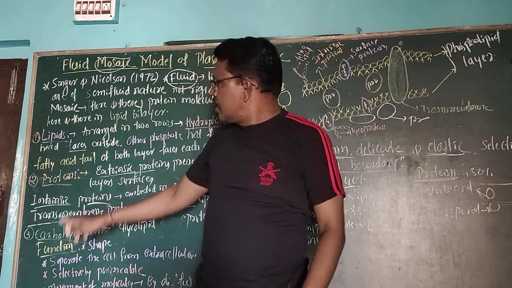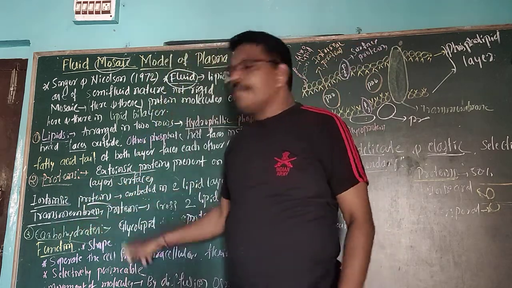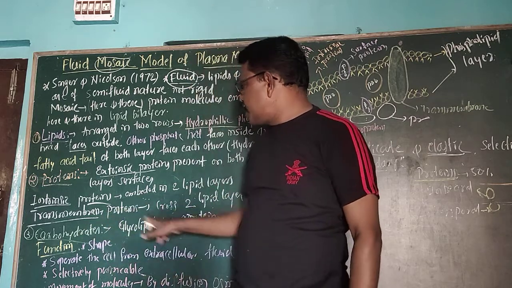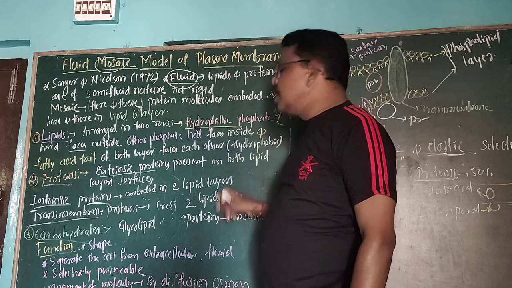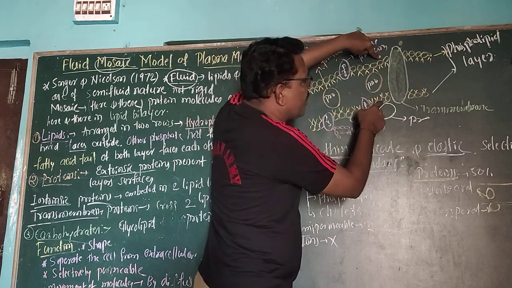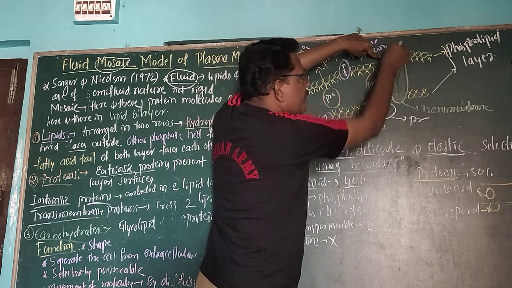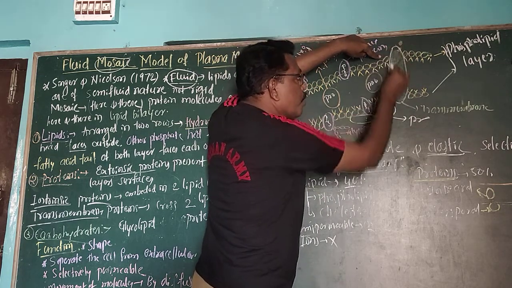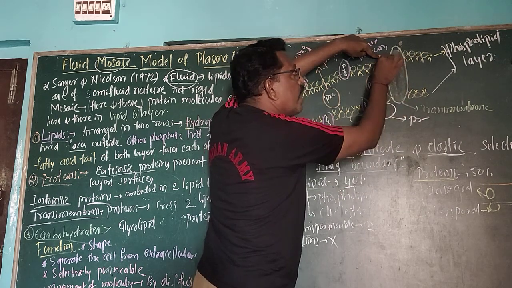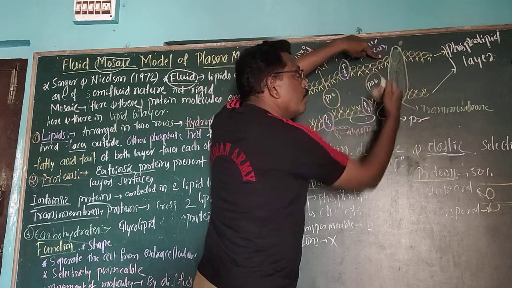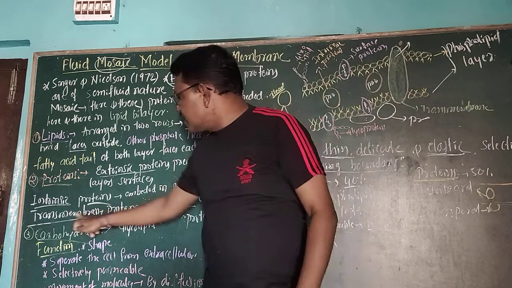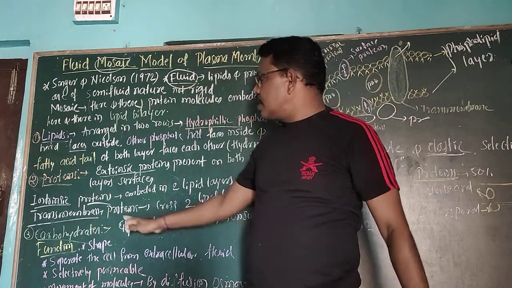Then one more thing, here we will see another protein that is called transmembrane protein. What do you mean by transmembrane protein, sir? It will cross the two lipid layers. Here this is one lipid layer, this is another lipid layer. This protein will cross from one phospholipid layer to another phospholipid layer. It will cross both the lipid layers. Hence this protein is called transmembrane protein.